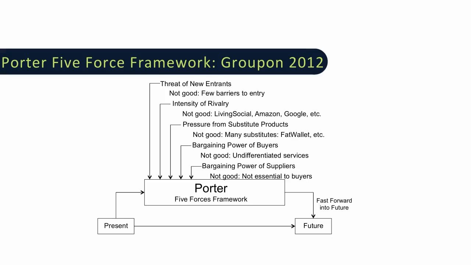Finally, with regard to the bargaining power of suppliers, suppliers have little power because coupons are not essential to buyers. In short, the 5 forces affecting Groupon at that time do not look favorable. We should not be surprised, therefore, to learn that Groupon's stock price decreased shortly after its initial public offering, or IPO.